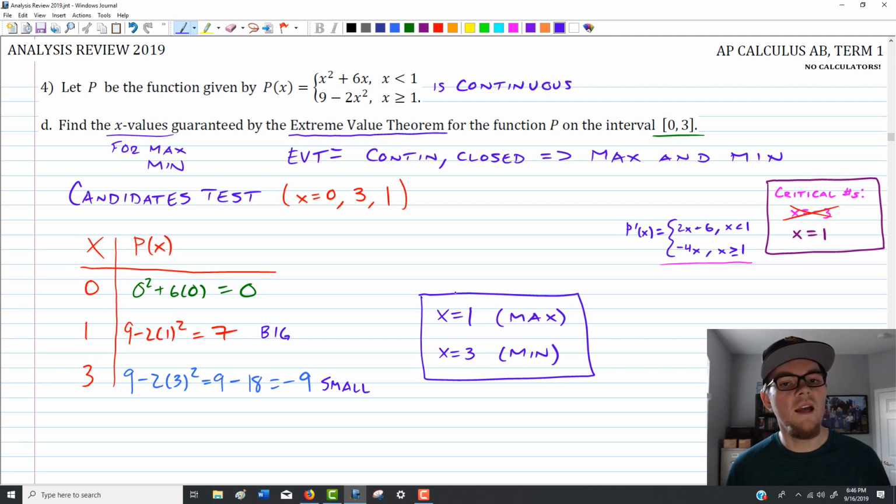So, a tough question to phrase, maybe not my favorite way of asking it, but definitely something you should be capable of. More than anything else, you should know what the extreme value theorem is and recognize that when you're talking about maxes and mins, you need the candidates test if you're on a closed interval.